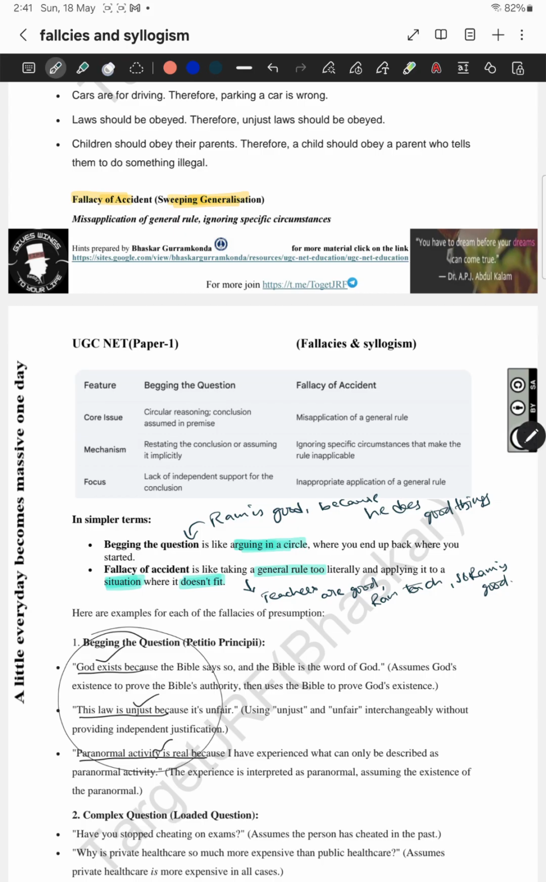Here, teachers are good is a general statement, so Ram is good is a particular statement. So a general thing you are applying to a particular thing, without checking whether it fits or not. That is where the difference happens. In begging the question, we first say what we wanted to say, then we prove it with an argument. That is the basic difference. I hope you got it between both.